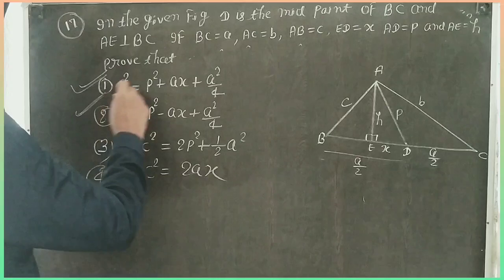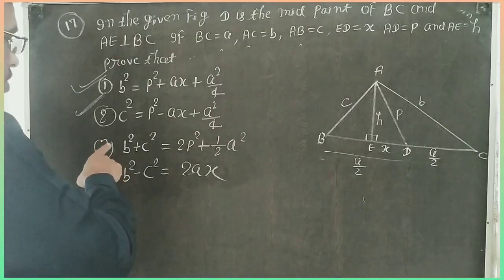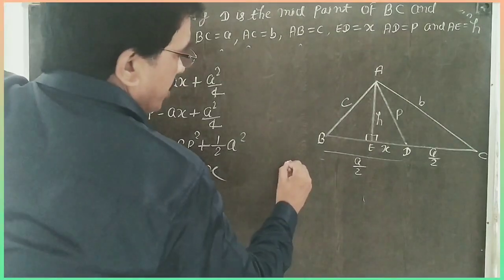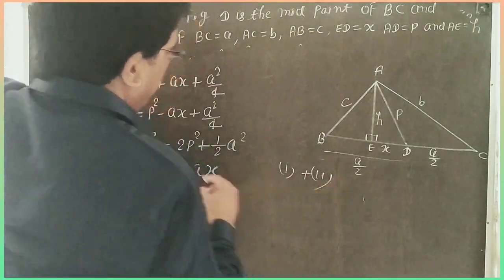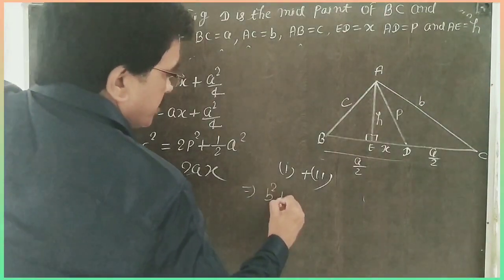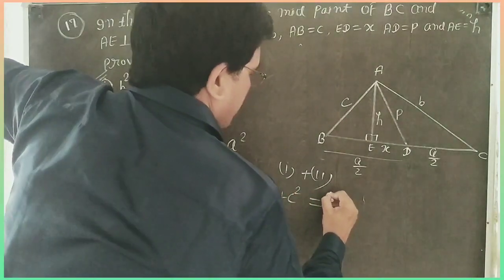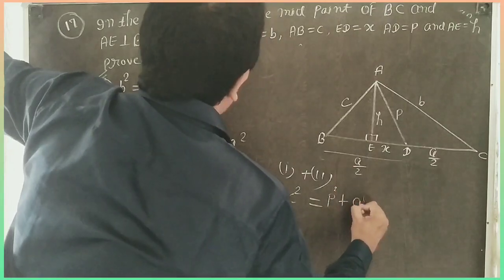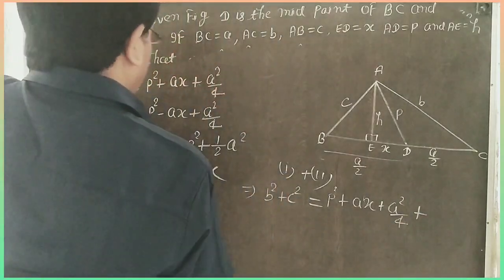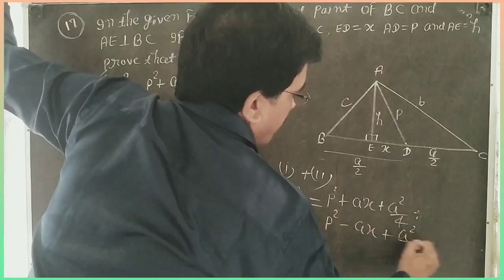Dear student, these 2 questions are solved with the help of the figure and with the Pythagoras theorem. But these 2 questions are solved only by adding the equations and subtracting the equations. So when you add equation first and second, then you get equation third. How is it possible? You add it, then on the LHS you write b square plus c square. And on the RHS when you add it, you get p square plus ax plus a square by 4 plus p square minus ax plus a square by 4.